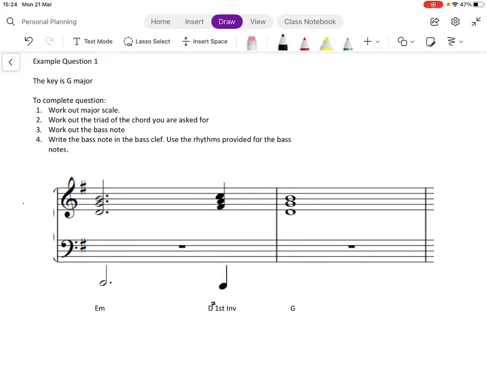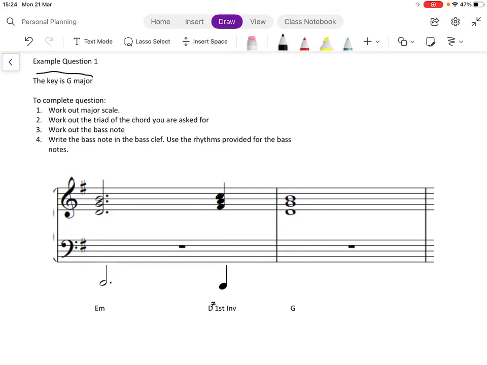You can see we've got a treble clef and a bass clef here, and we've been given down here the chords to do. So we've got an E minor, we've got a D7 in first inversion, and we've got a G. And we've also been given the rhythms for our bass line here as well, and we need to write in the bass line according to these chords. So let's just go over how we do this.